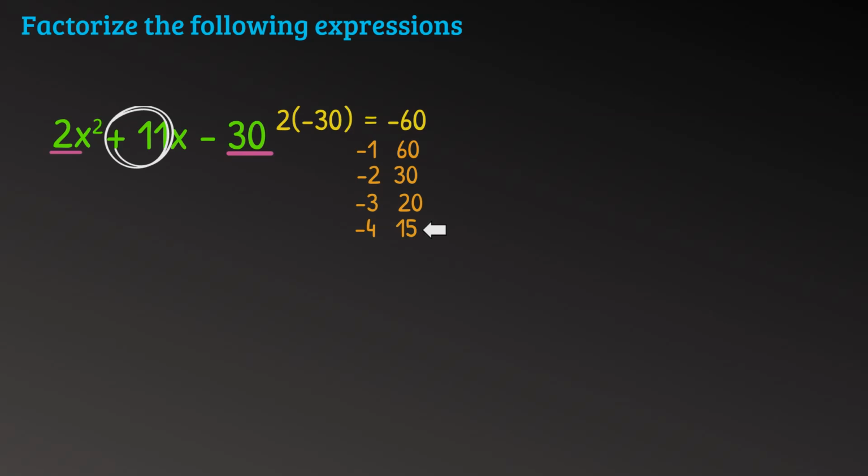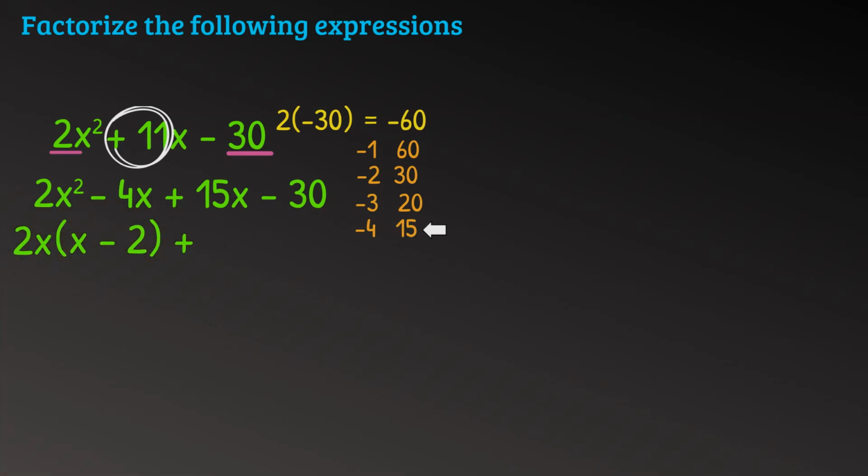Next, we rewrite the equation and we replace plus 11x with minus 4x plus 15x. Then we need to find the greatest common factor for the first two terms, which in this case is 2x. And if we multiply that by x minus 2, we'll get 2x squared minus 4x. Then we want to find the greatest common factor for the second two terms, and that's going to be 15. And if we multiply that by x minus 2, we will indeed get 15x minus 30.